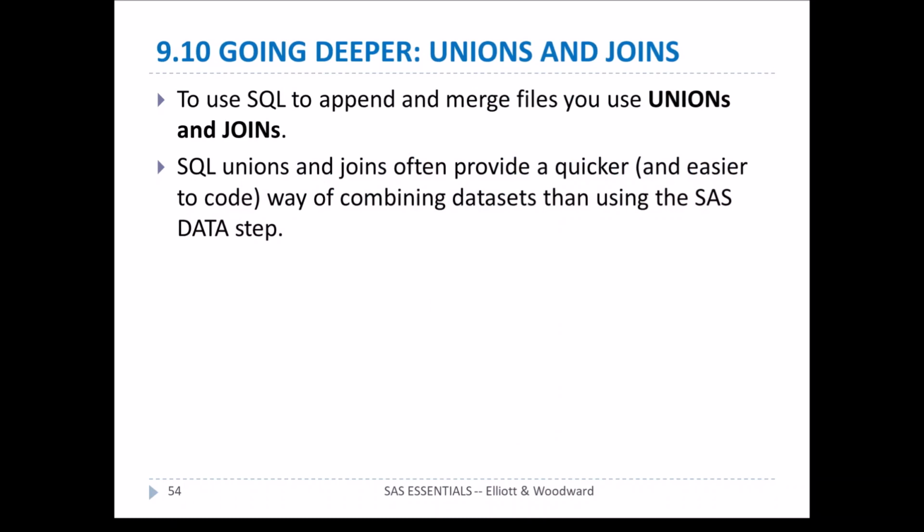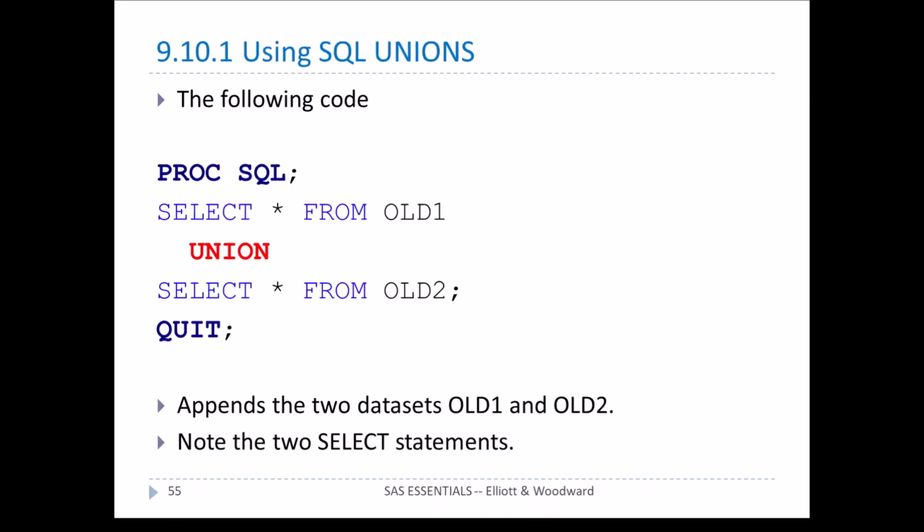Now let's look at another section here, and that is unions and joins. This is a huge ability within SAS, and again, we're just doing a quick overview of it just to show you what it is. But basically, it's similar to what we did in SAS with combining data sets, either appending or merging data sets. So SQL unions and joins provide an oftentimes quicker and easier way to combine data sets than using the SAS data step. So here's a typical code here.